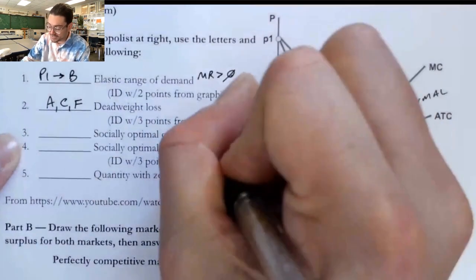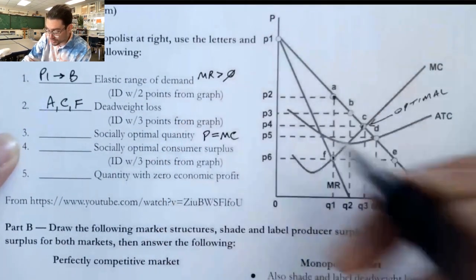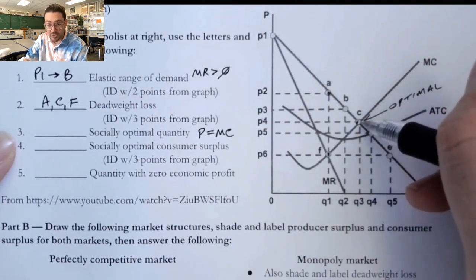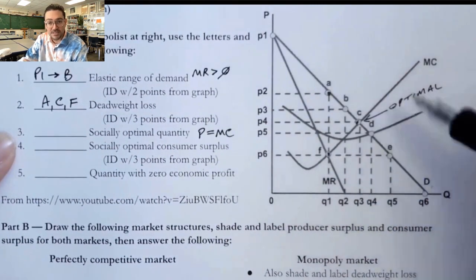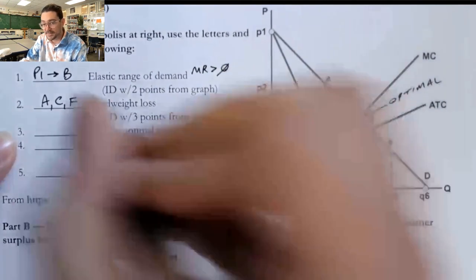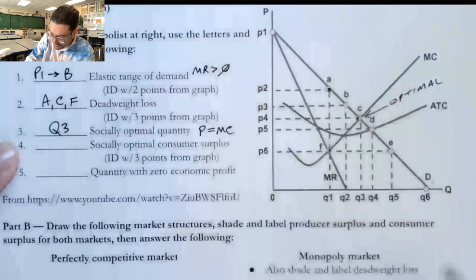Socially optimal quantity is going to occur where price equals marginal cost, or where demand equals marginal cost. So I'm going to look at my demand curve and my marginal cost curve. Optimal point, we already marked it here actually in order to find this deadweight loss. That's going to occur at Q3. So I'm looking on the x-axis to find the quantities, Q3.